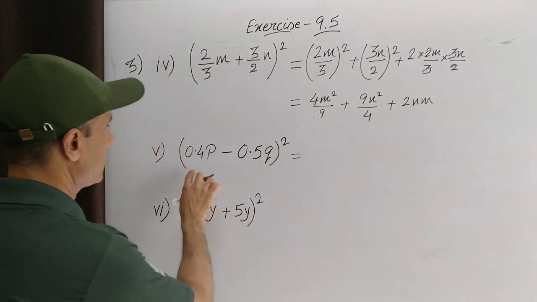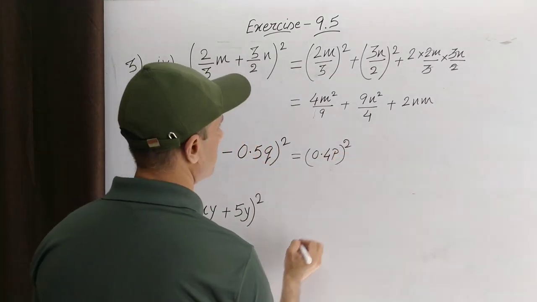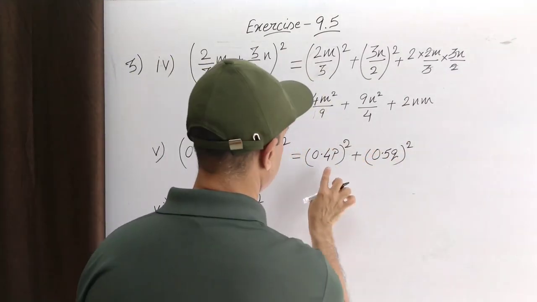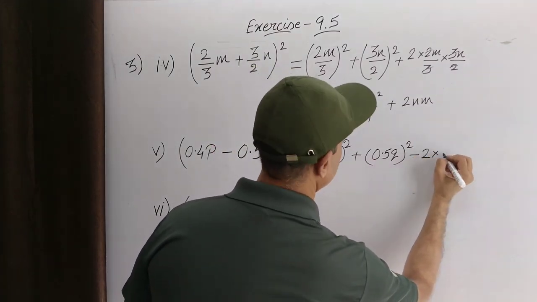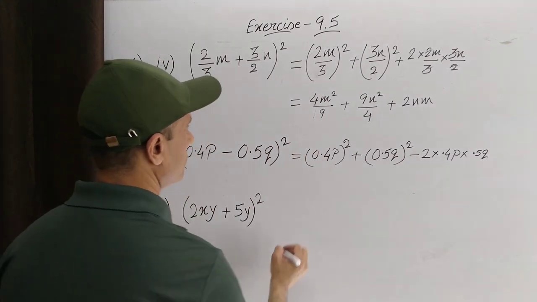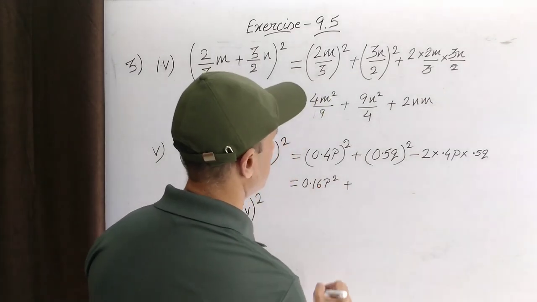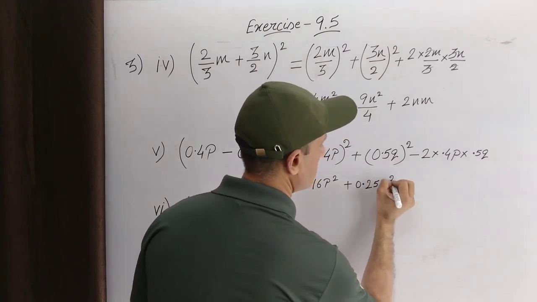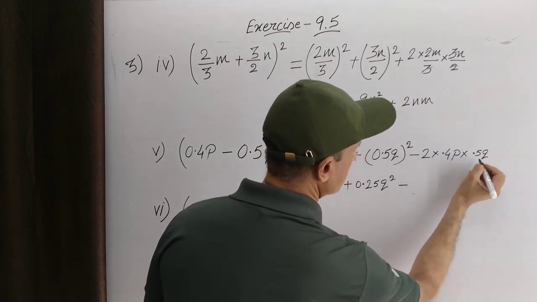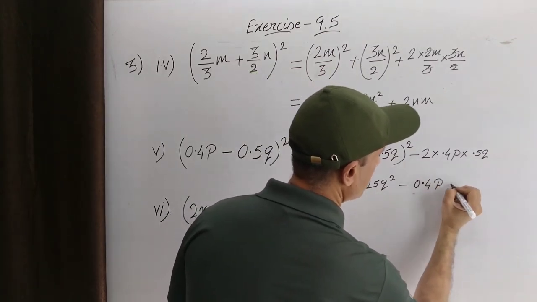In this case, a is 0.4p plus 0.5q, which is b. So this is a square plus b square minus 2 into a, that is 0.4p into b, that is 0.5q. So this is 0.16p square plus 0.25q square minus, 0.2 into 2 is 0.4pq.